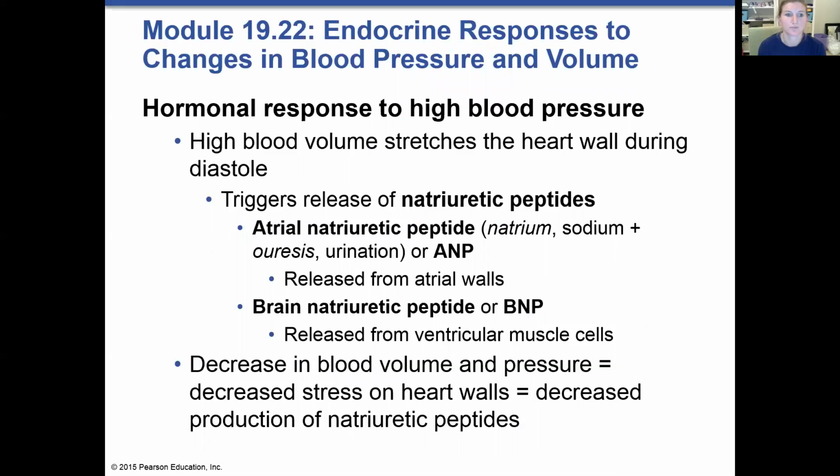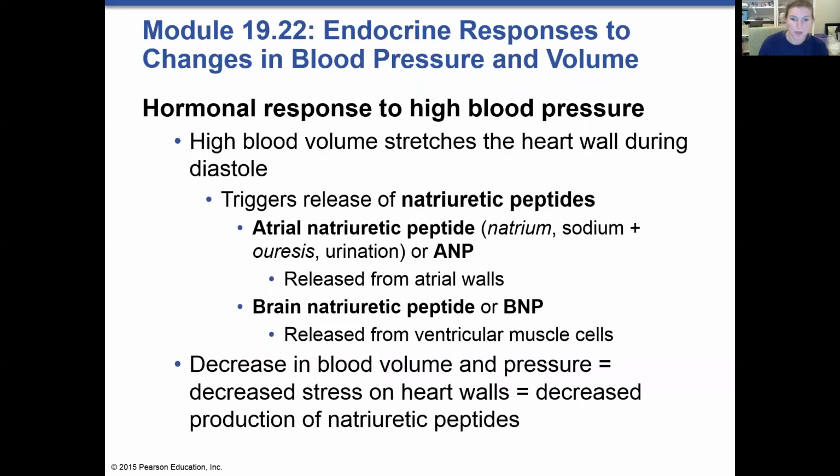Now, as I was saying, it's not a normal natural response to have elevated blood pressure for extended periods of time. So there's really only two backup plans for this, and that is ANP and BNP. If there is high blood volume coming back to the heart, maybe during diastole, the right atrium stretches a little bit because of increased venous return, ANP, or atrial natriuretic peptide, is going to be released. And this is released from the atria itself. And there's also brain natriuretic peptide, which is released from the ventricular muscle walls.